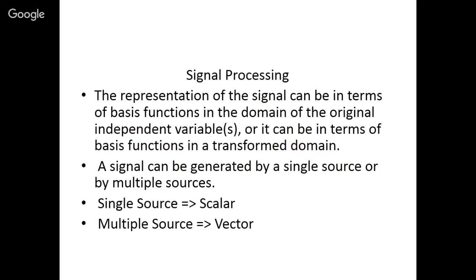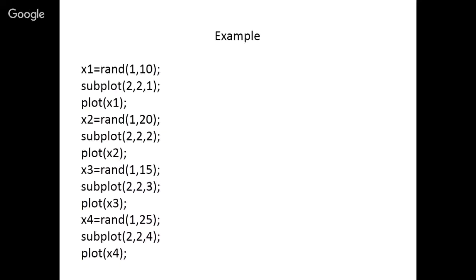The signal we generate from a source can be generated from a single source or multiple sources. If we generate the signal from a single source, we say it is a scalar signal, and if the signal is generated from multiple sources, we say it is a vector signal. In SCILAB, just like MATLAB, you can work with vector, scalar and matrix signals.